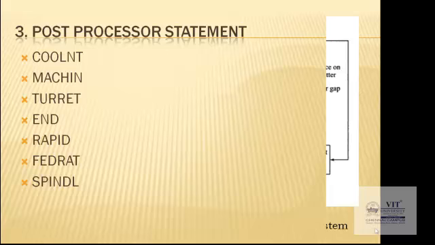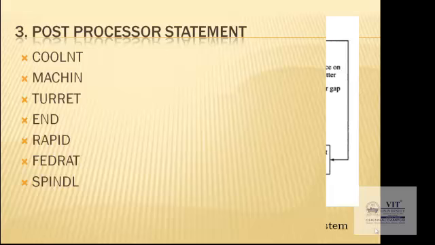Most of you guys. Post processor statement. This is to execute some other options, like coolant on and off. This is a machine, that is machining operations. It may be turning, it may be some other machining operation. Turret, that is tool turret on, in case of turning.